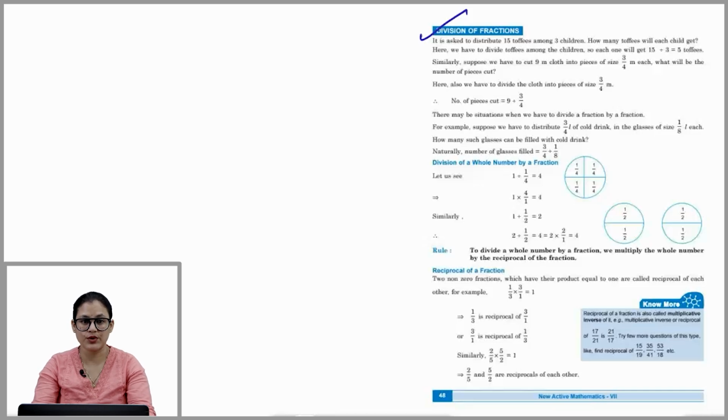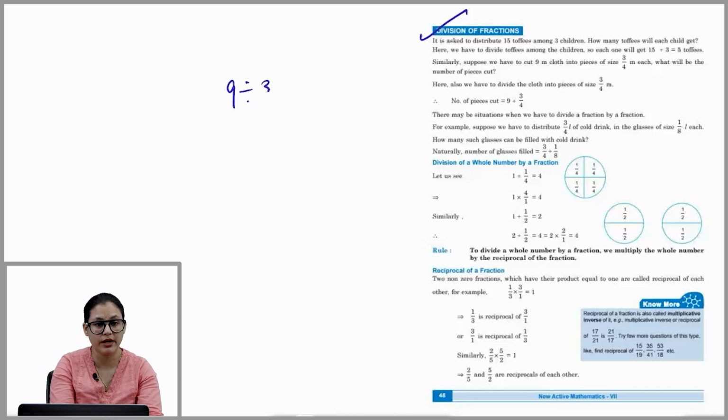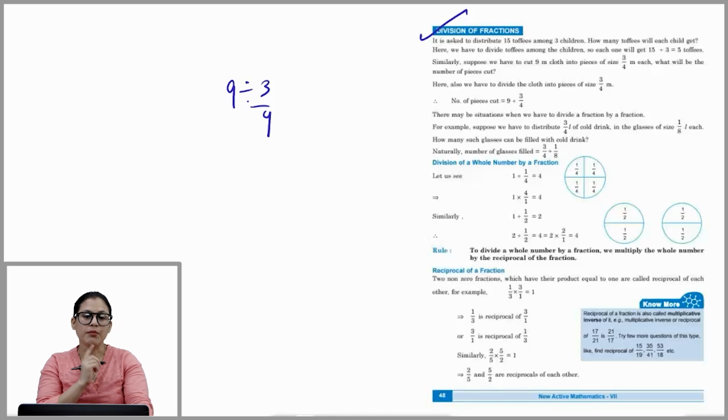Similarly, suppose we have to cut 9 meter cloth into pieces of size 3 by 4 meter each. What will be the number of pieces cut? Here also we have to divide the cloth into pieces of size 3 by 4 meter. So the number of pieces cut is equal to 9 divided by 3 by 4. So there may be a situation when we have to divide a fraction by a fraction.